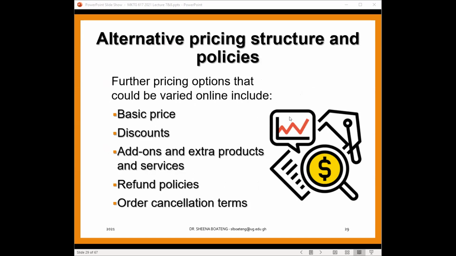And we can also talk about alternative pricing structures and policies, including basic price. Like I said, when it comes to the online context, there's a basic price at which certain items are sold. And therefore, regardless of the seller you are buying from, you expect to buy the item within that ballpark of a price, such that you do not expect the price to be outrageously above this basic price or significantly below. That is why some people use the basic price as a means of determining the quality of products that are being sold to them.